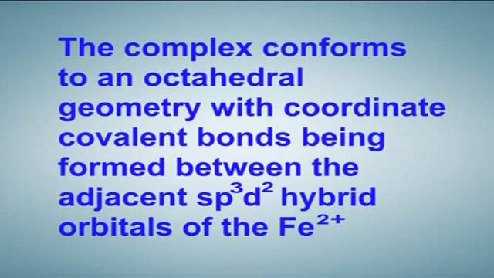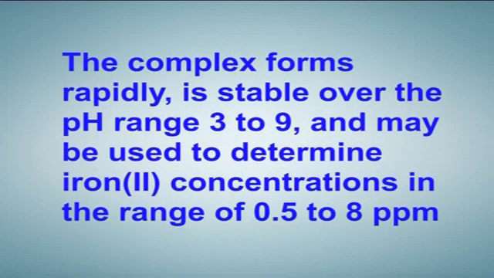The complex conforms to an octahedral geometry, with coordinate covalent bonds being formed between the adjacent sp3d2 hybrid orbitals of the Fe2+. The complex forms rapidly, is stable over the pH range 3 to 9, and may be used to determine iron 2 concentrations in the range of 0.5 to 8 ppm.